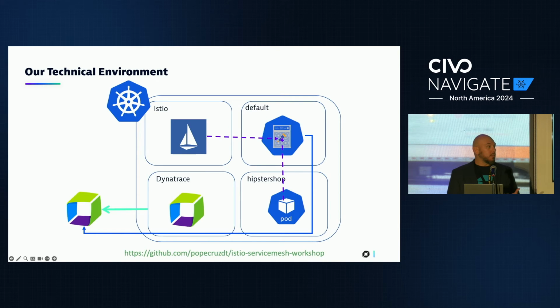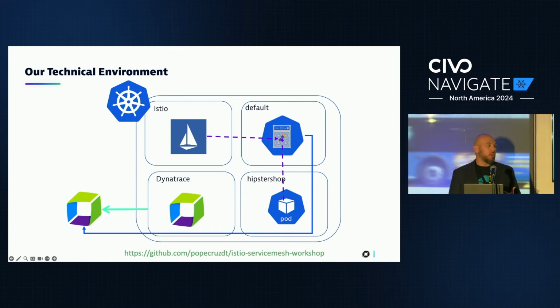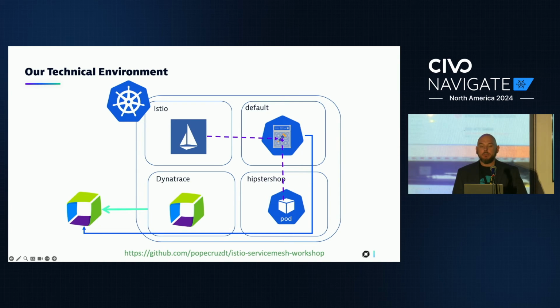So for the technical environment that we'll take a look at here today, we have a single Kubernetes cluster. We have 4 namespaces. Our application is deployed in the namespace Hipster Shop, and then we are using the Istio service mesh, and that control plane will be deployed in its own namespace. Then we have Dynatrace for observability, and then we also have the OpenTelemetry collector deployed in the default namespace, and all of our observability signals will be sent to the Dynatrace cloud.